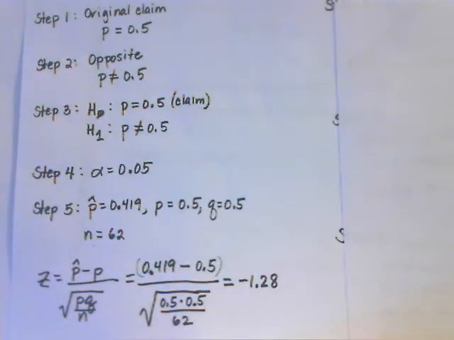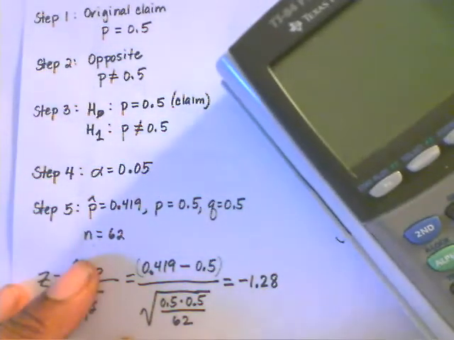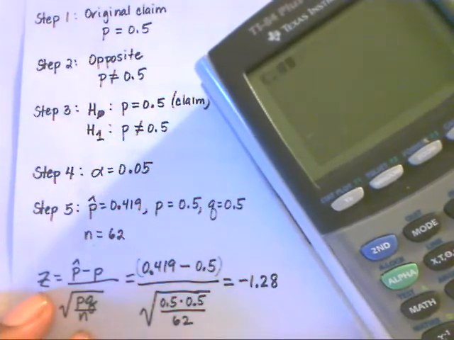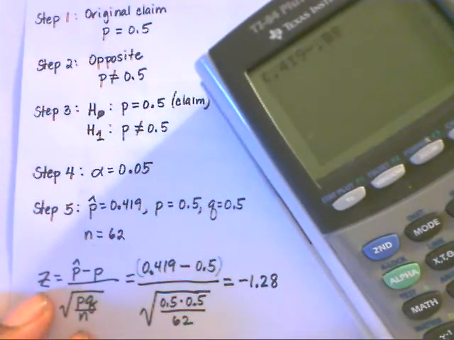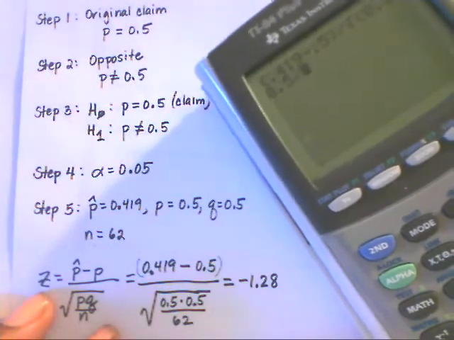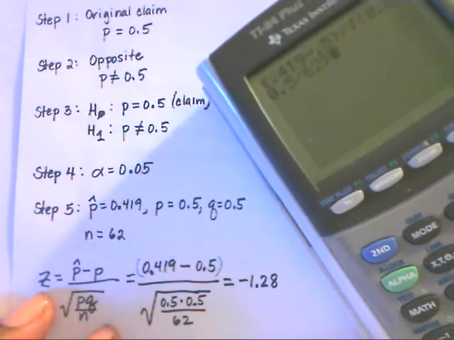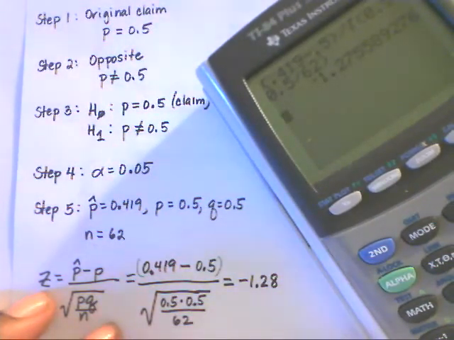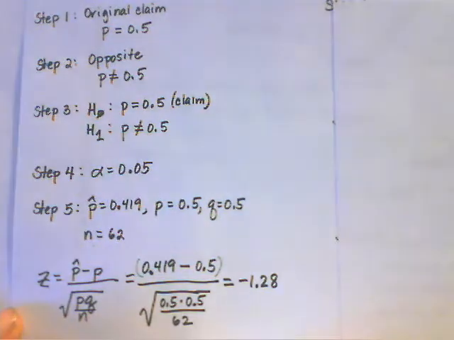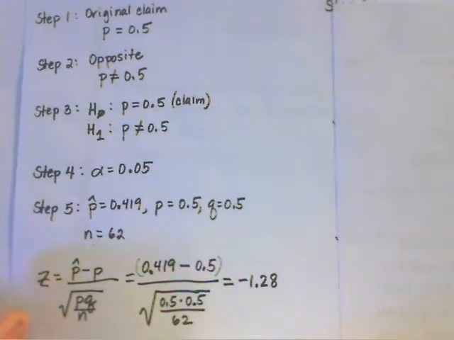Now here we can enter this whole thing in the calculator, so I'll show you how that is done again. I'll clear this out. Left parenthesis, 0.419 minus 0.5, and that's closed, all in parentheses, then divided by the square root of, second x squared, 0.5 times 0.5 divided by 62. Now this one is negative 1.275589276. We round to negative 1.28. Our z-values, we always round to 2 decimal places. So here, the test statistic is going to be negative 1.28.